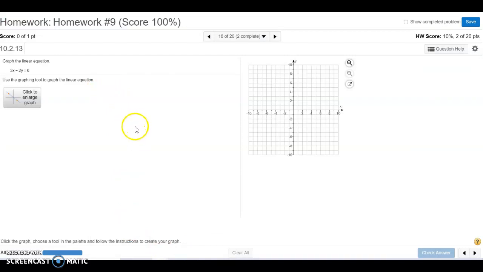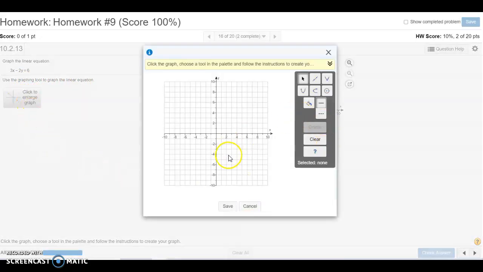Okay, now here you have to click to enlarge the graph. That's what I would suggest. Always use the graphing tool, as it says here, to graph the linear equation. So click to enlarge the graph, and we get a new window. What you have to do is grab the line tool. So you see over on the right, the template here, these guys are parabolas. We won't be studying those. But here's our line tool. So you want to click on that.